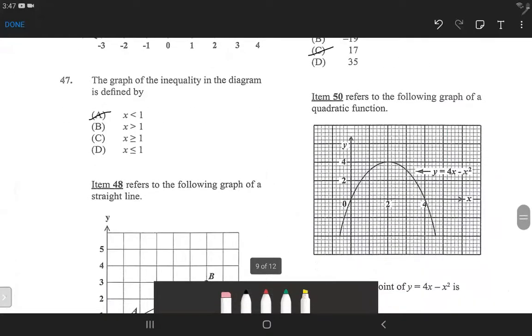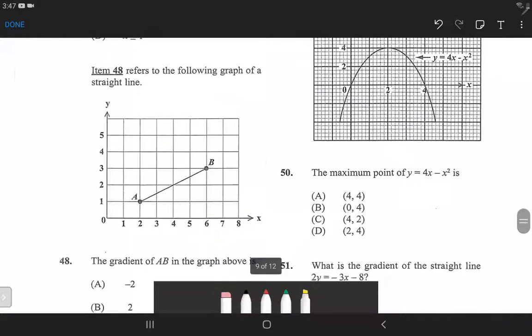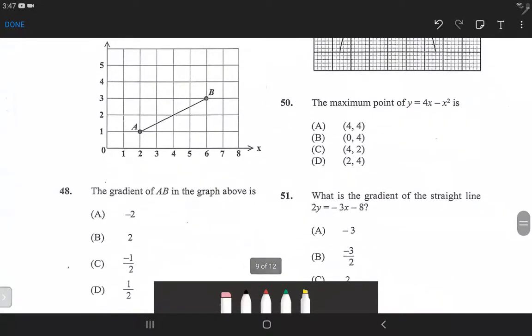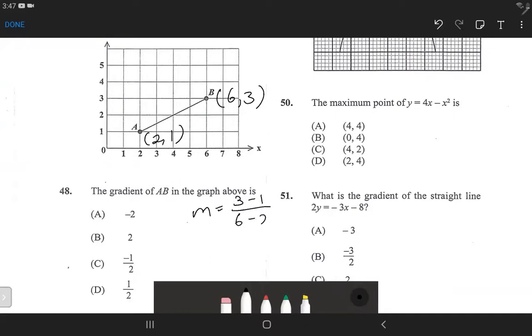Okay. Item 48 refers to the following graph of a straight line. The gradient of AB, well, if you look at this point here is the point (6, 3). This point is (2, 1). Gradient is equal to y2 minus y1 over x2 minus x1, so that is 3 minus 1 over 6 minus 2. That is 2 over 4, which is a half. All right, so that's this one here.